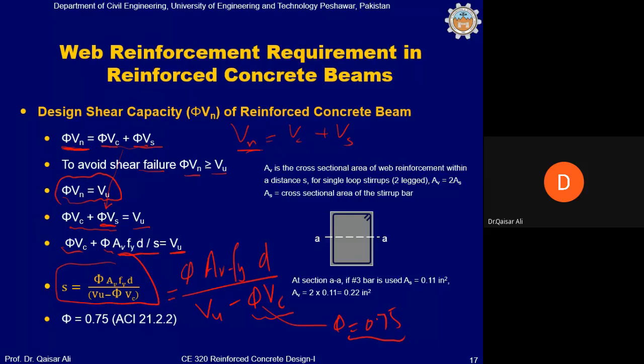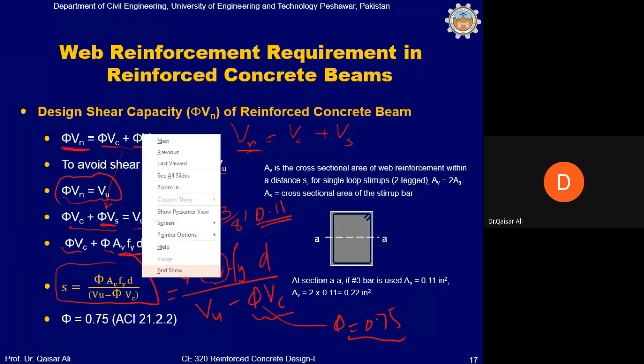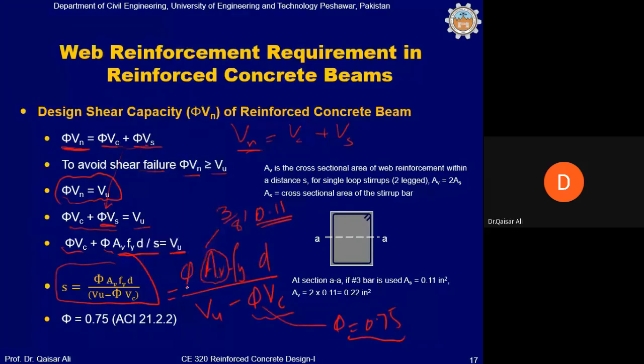So, spacing of the stirrups. Now the spacing can be calculated by assuming Av. Normally we use number 3 bar for stirrups, which is 3 by 8, and the area is 0.11. So this will be 0.11 multiplied by 2, 0.22. Phi is 0.75. Fy, let's say 40 or 60. d is the effective depth, which will be known to us. Vu will come from the shear force diagram, and φVc will come from the equation φ2√fc′ bw d. So we can calculate the spacing of the stirrups required.